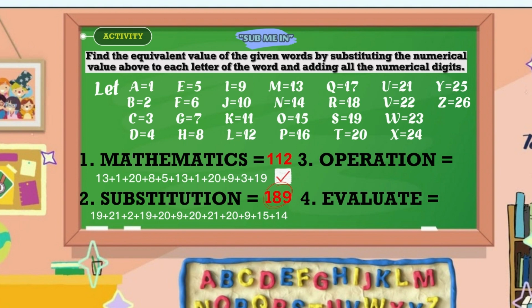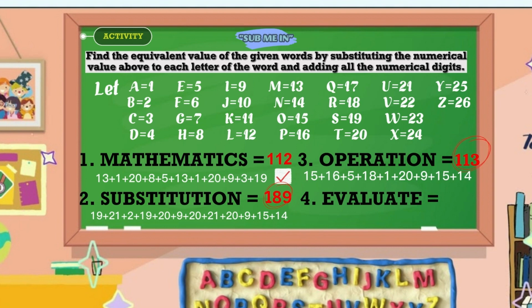Now, number 3, operation. What is your answer? It is 113 because 15 plus 16 plus 5 plus 18 plus 1 plus 20 plus 9 plus 15 plus 14 is equals to 113. Correct.